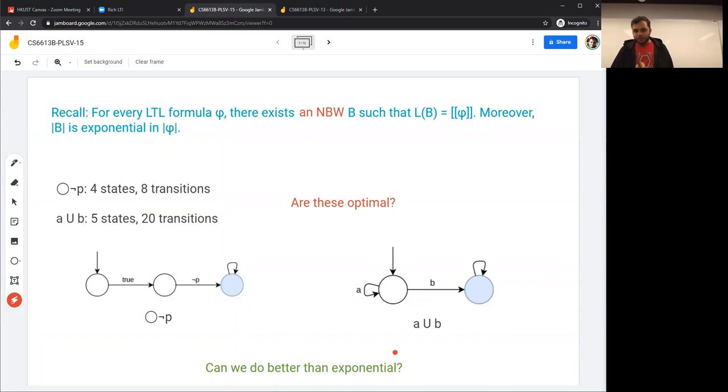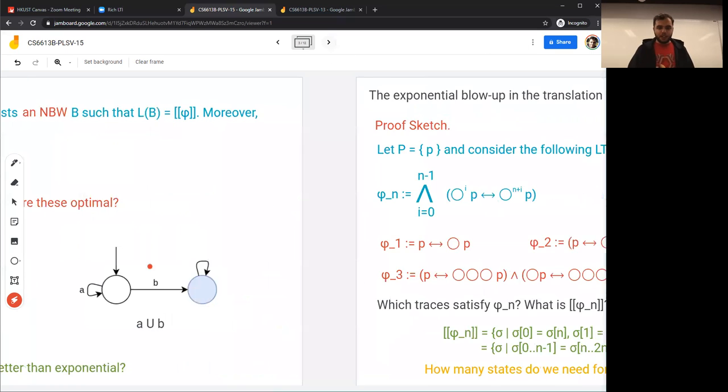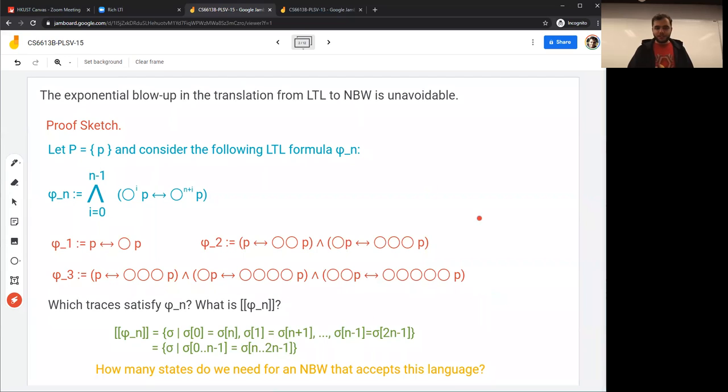So do you think we can do polynomial? Would that be possible? Okay. Actually, we cannot do better than exponential, and I'm going to give you a very short proof of this, not with all of the details, but you can fill in the details. What I want to prove is that the exponential blow-up when you are translating an LTL formula to a non-deterministic Büchi automaton is unavoidable.